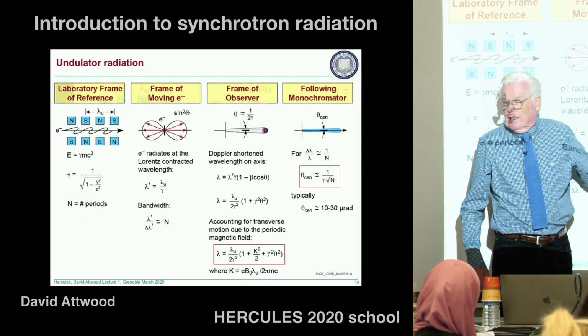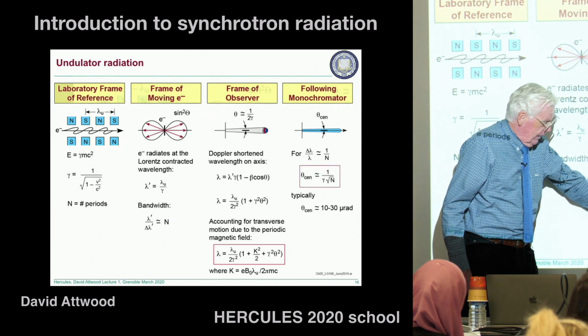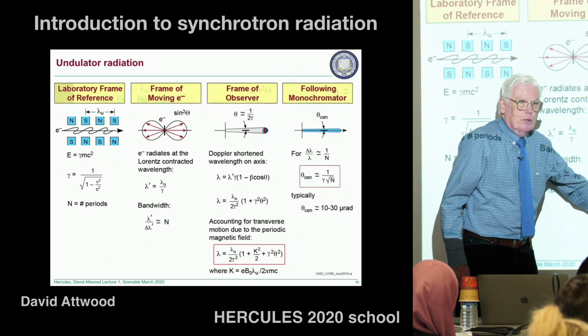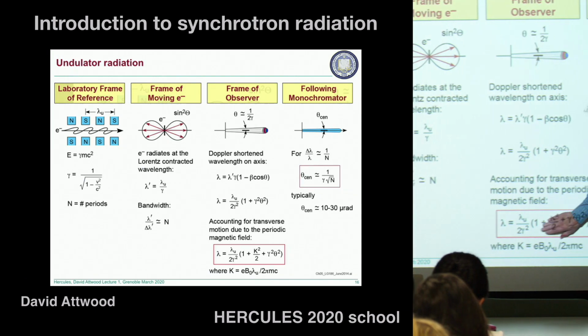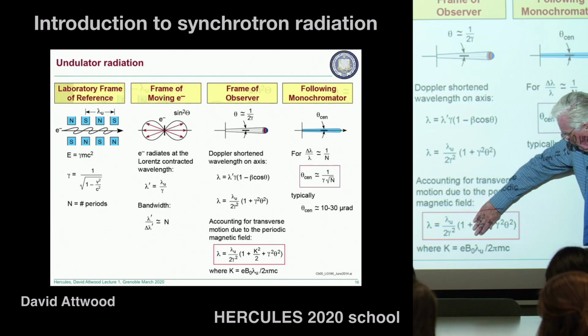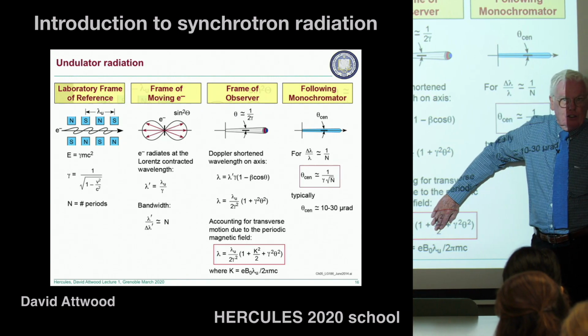It's called the undulator equation. And it says that the wavelength is this lambda u over 2 gamma squared, which we were talking about. But this is the only term I told you about. Actually, I told you about the off-axis Doppler.